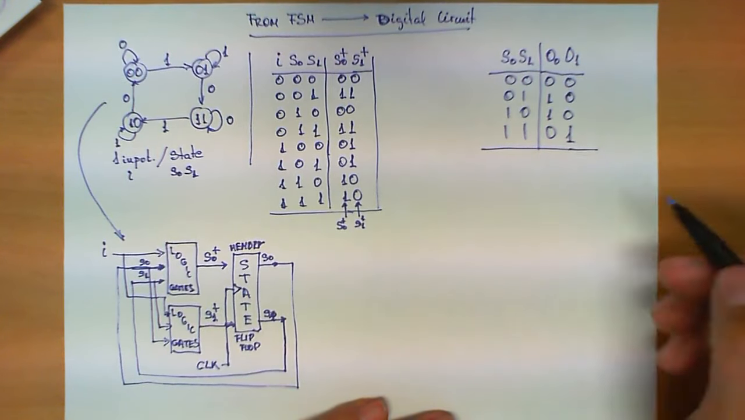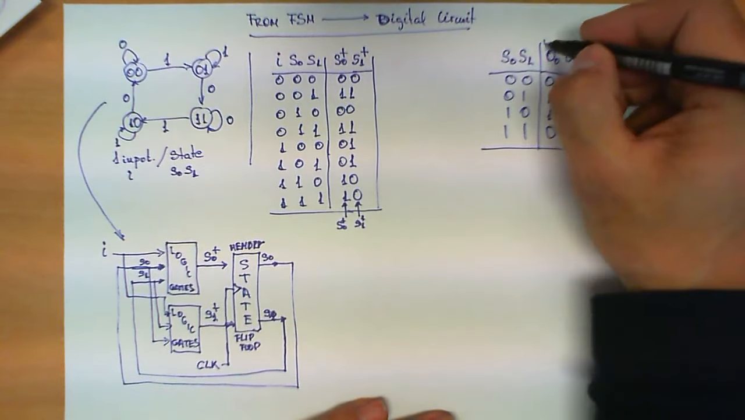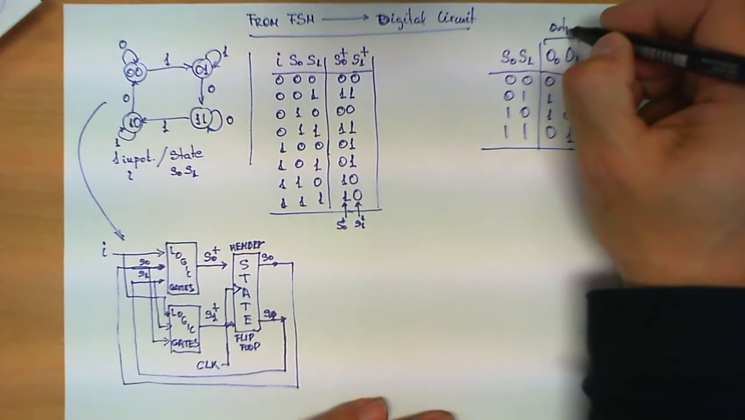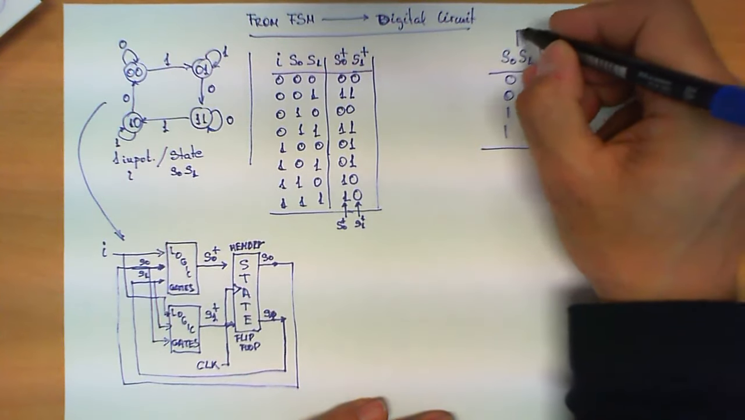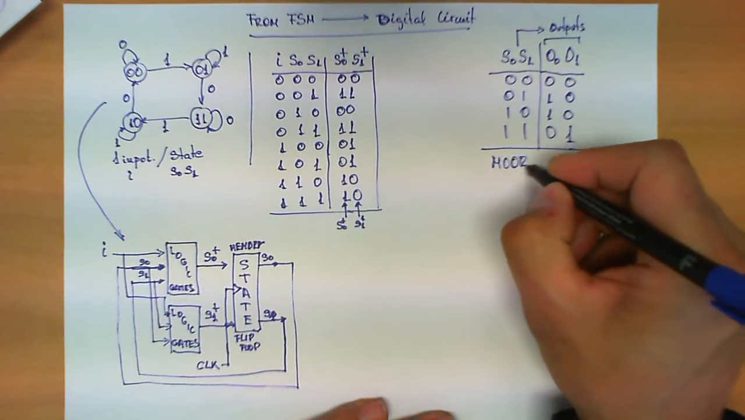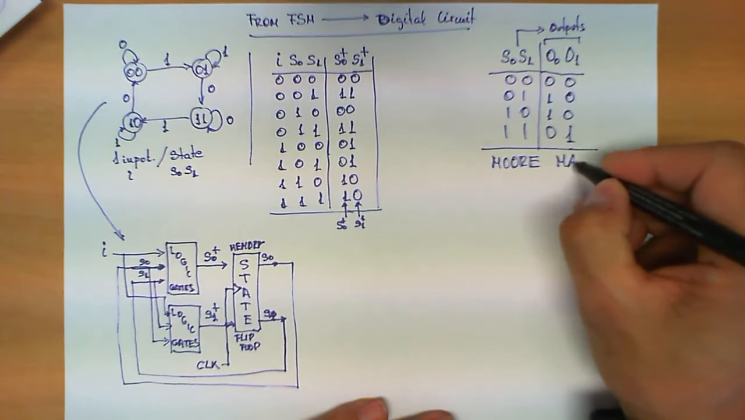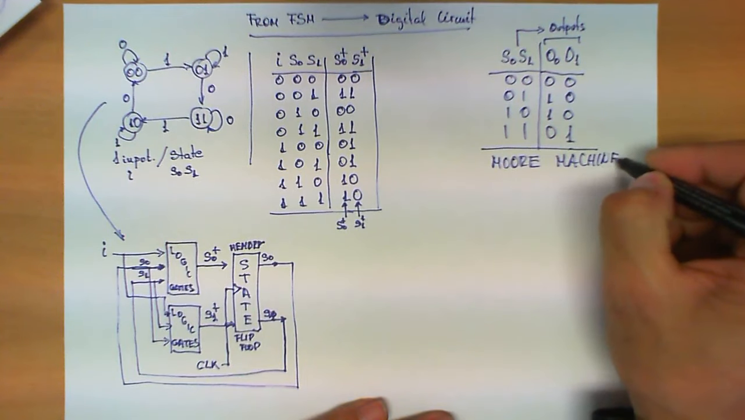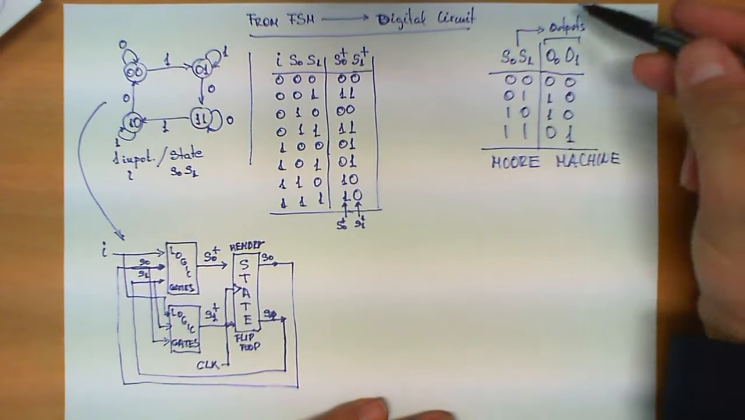Now, one more observation before we proceed. Since the outputs only depend on the value of the current state, this is what is called a Moore machine. How would we implement this?